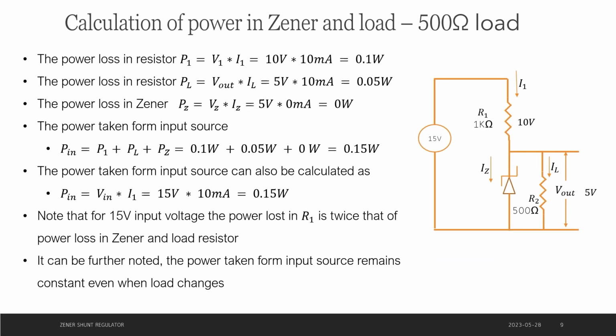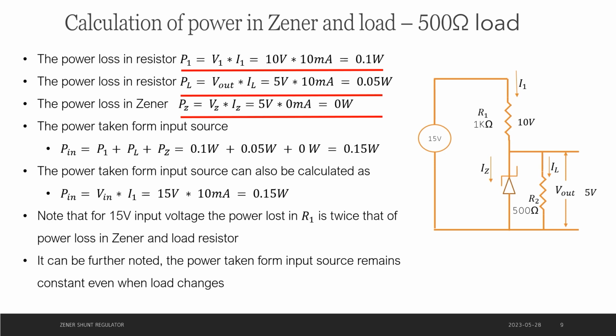We know the voltage and current flowing in the components used. Now we can find the power loss in the components. Power loss in R1 is given as V1 into I1, that is equal to 0.1 watt. Power loss in the load resistor is given as Vout into IL, that is equal to 0.05 watt. Power loss in the Zener is given as Vz into Iz, that is equal to 0 watt.